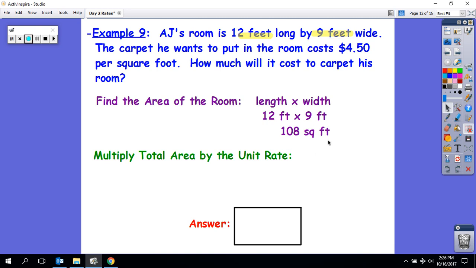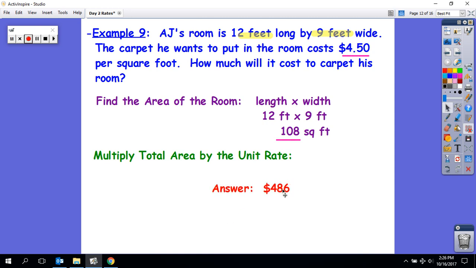Now we know that we have 108 square feet in his room, and we know that each square foot costs $4.50. So we're going to multiply $4.50 times 108 to get our answer. And that answer is $486.